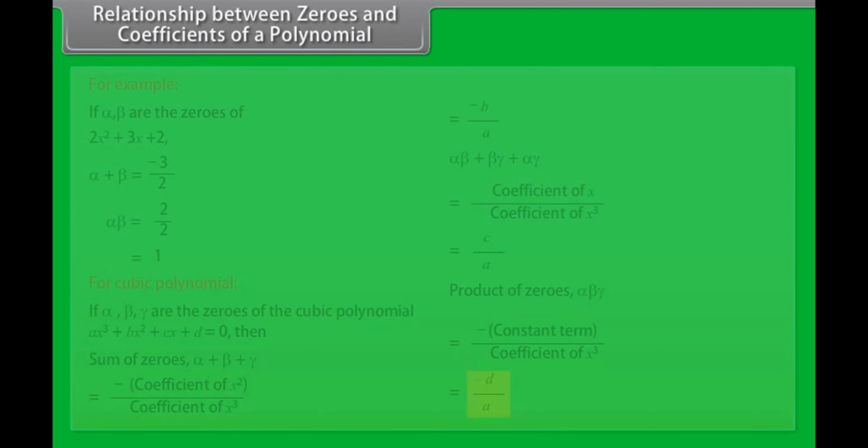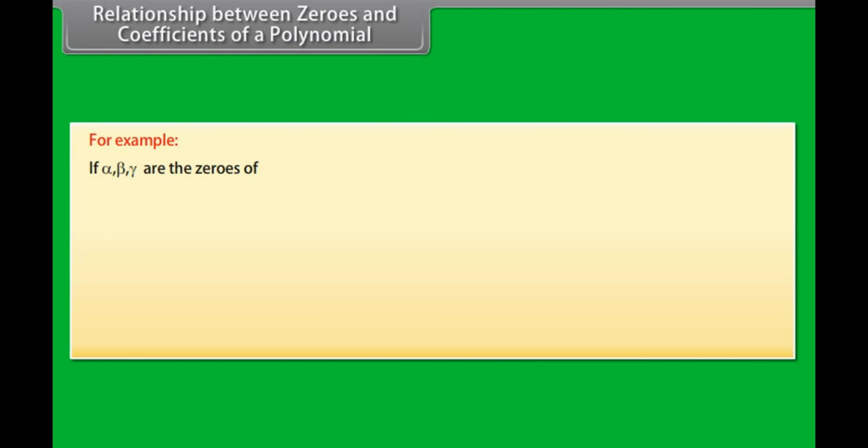Product of zeros, alpha beta gamma, is equal to minus the constant term upon the coefficient of x cubed, which equals -d/a. For example, if alpha, beta, gamma are the zeros of 4x cubed + 2x squared + 3x + 1, then alpha + beta + gamma is equal to -2/4.